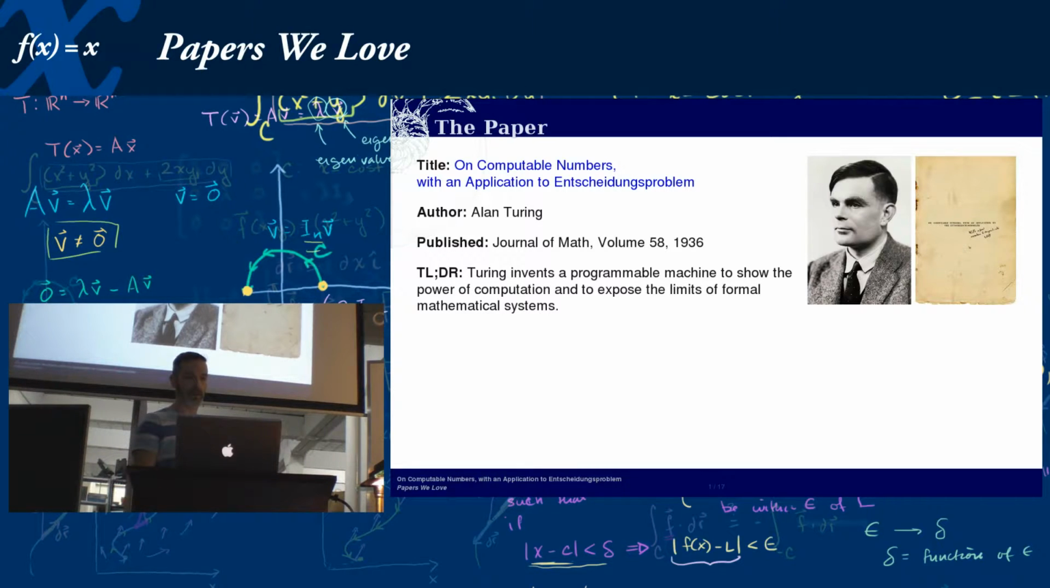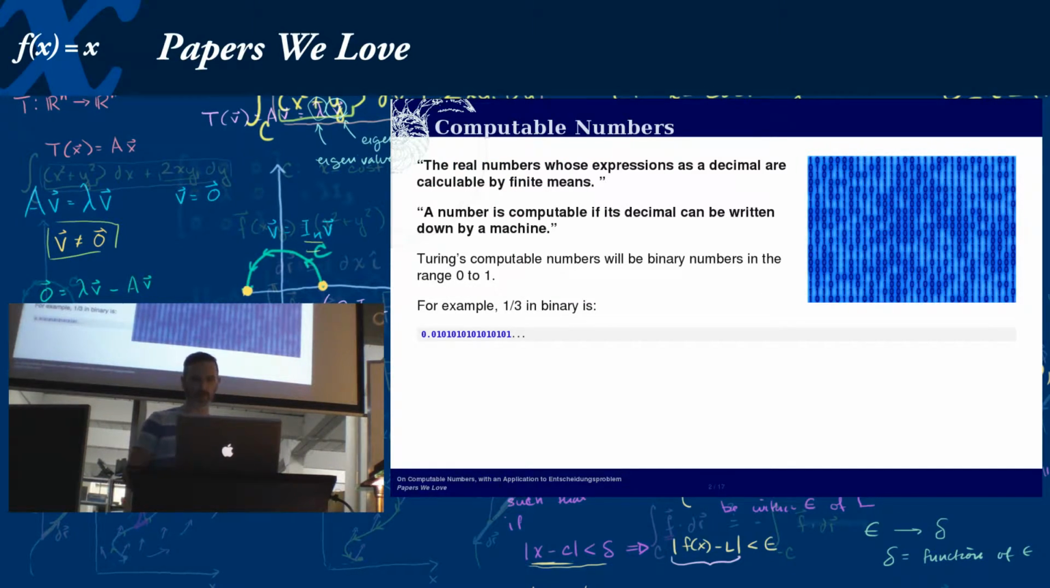The two major components of the title are the idea of computable numbers and something called the Entscheidungsproblem. So I'll start with computable numbers. These first two things are quotes from Turing, from the paper itself, describing what a computable number is. He says that computable numbers are a subset of the real numbers whose expression as a decimal are calculable by finite means.